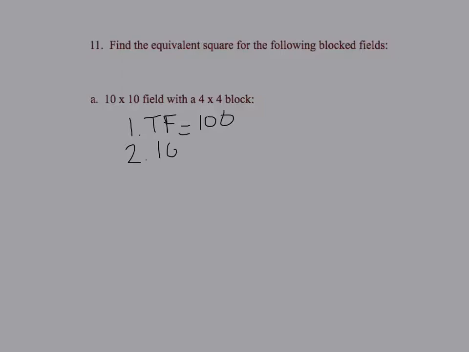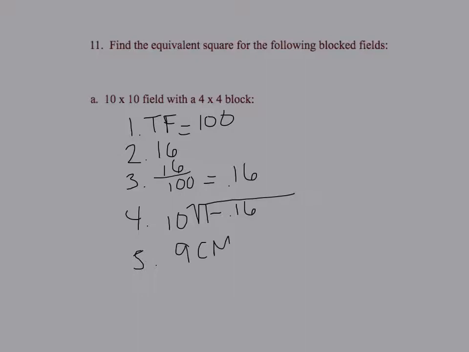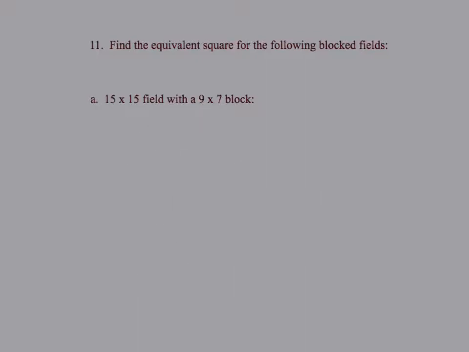So for our next one, step 1, the total field is a 10 by 10, so that's 100. The blocked area is 16. We take a ratio of that, 16 over 100, so the ratio is 0.16. Let's do our equation. So the field is a 10 by 10 field times the square root of 1 minus 0.16. When you do that out, it should be 9 cm. And the last one, we have a 15 by 15 with a 9 by 7 block.